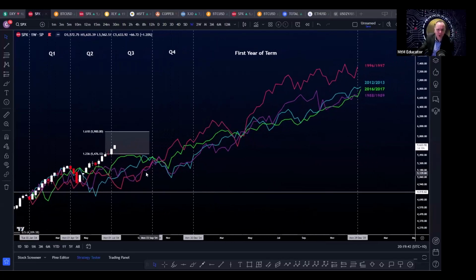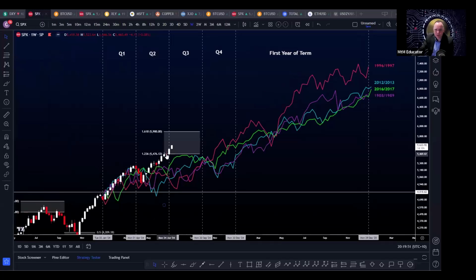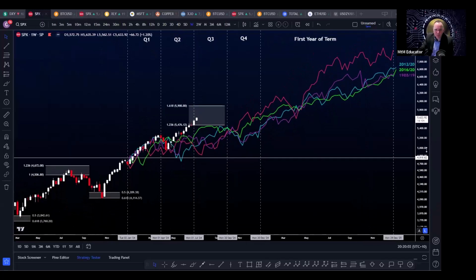Thanks, Andrew. We generally see a really strong first year term of the president, and so what we expect to see is a pullback at some stage. Whether that pullback happens in Q3 or whether the pullback happens in the beginning of Q4, we would expect to see a pullback.